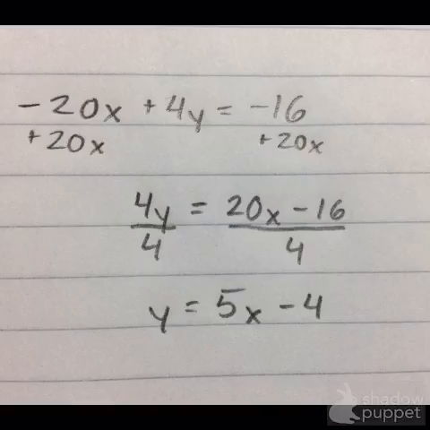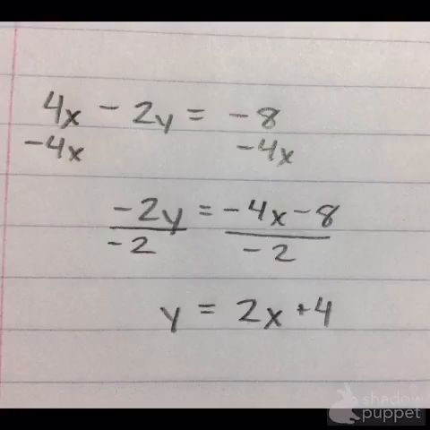Another example is negative 20x plus 4y equals negative 16. To change this, you have to add 20x to both sides of the equation, which gets you 4y equals 20x minus 16. To get 1y, you divide both sides by 4, and you end up with y equals 5x minus 4 as the slope-intercept form.